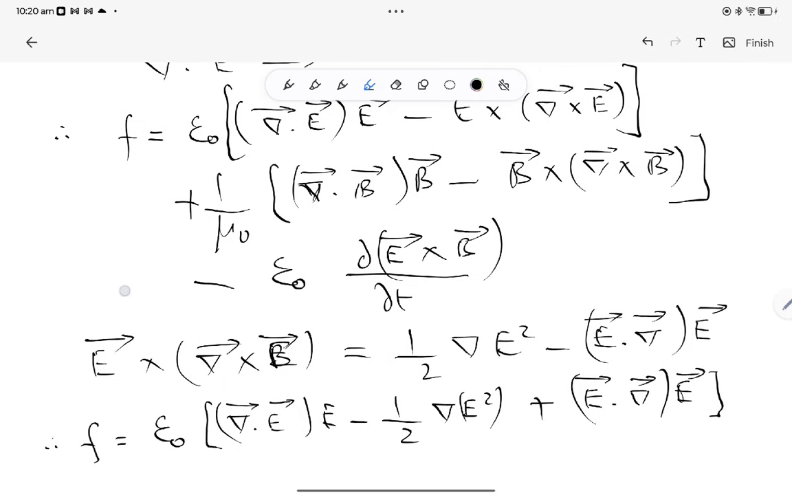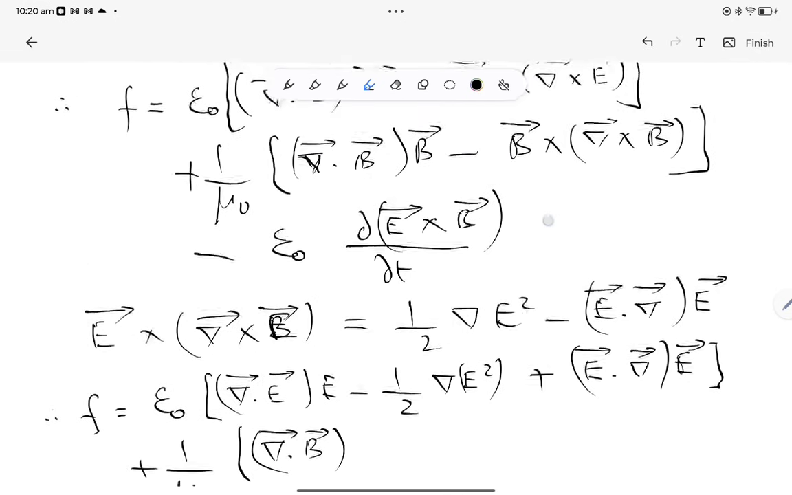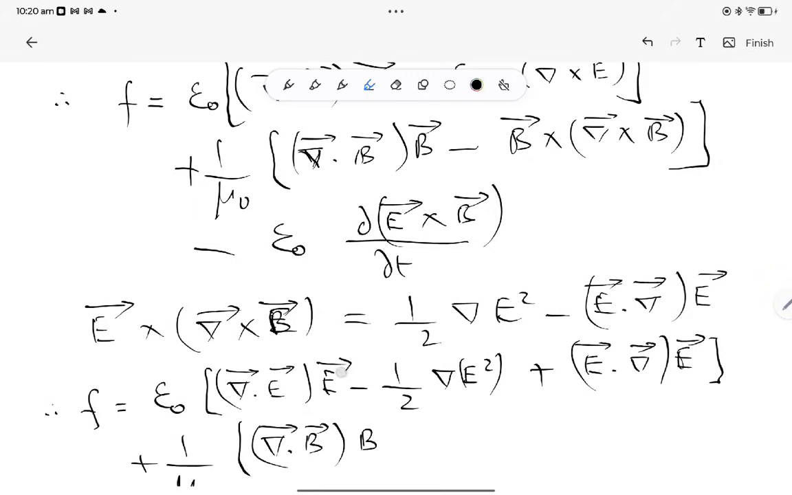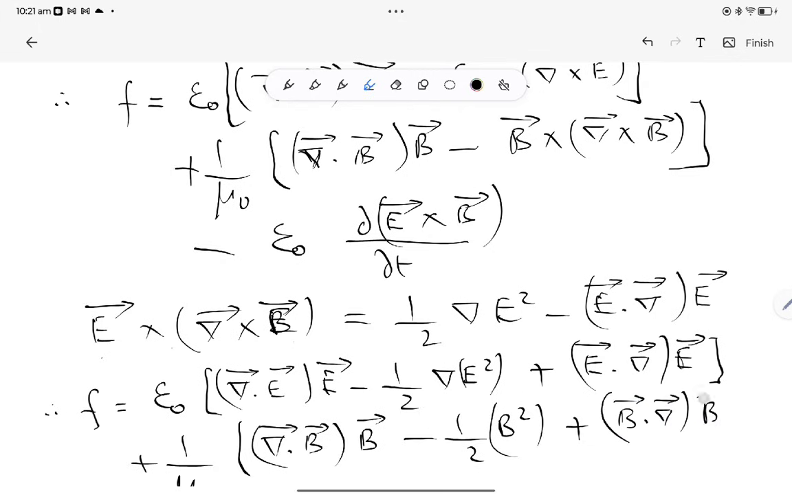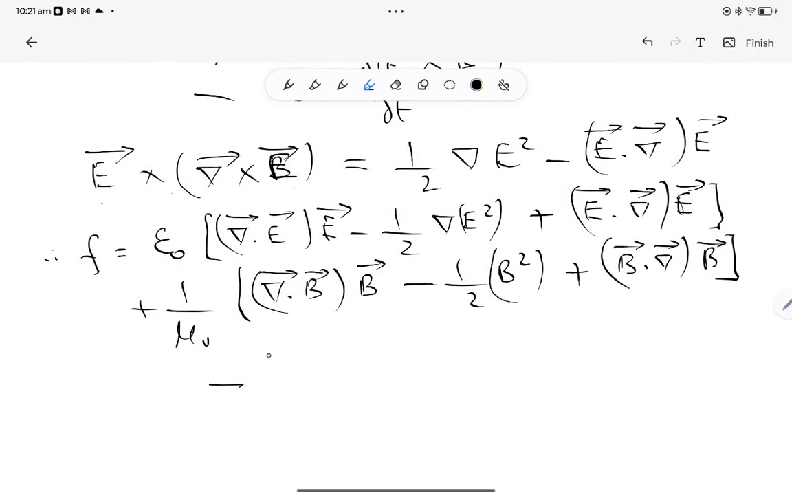That is okay. Similarly for this term, plus 1 by epsilon naught, you have inside del dot B into B, and then similarly, for B cross del cross B, minus 1 by 2 B square plus B dot del into B, minus epsilon naught del by del t E cross B.